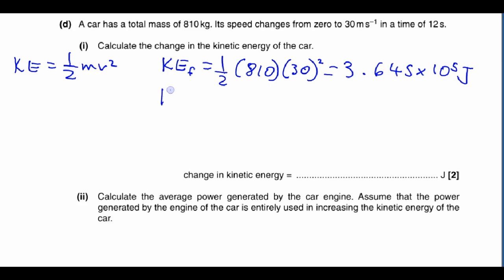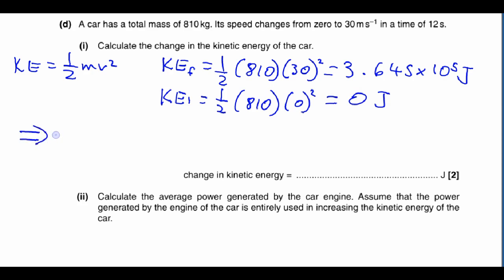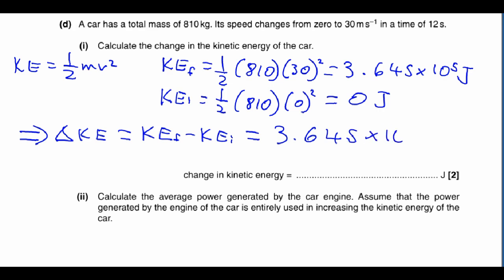We can find the initial kinetic energy. Similarly, the mass is the same, but this time the car was not moving, so the kinetic energy is 0. This gives the change in kinetic energy, which is the final minus the initial kinetic energy, giving the answer as 3.645 times 10 to the power 5 joules.